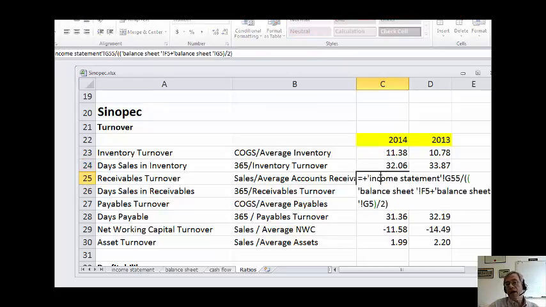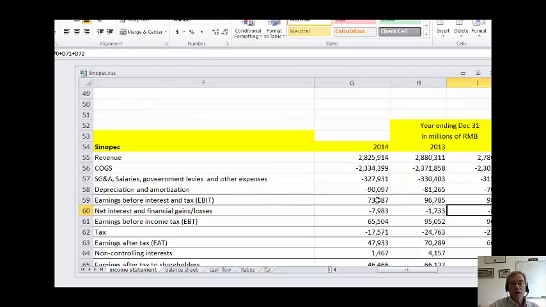We can similarly calculate a receivables turnover. The receivables turnover is simply the sales divided by average accounts receivable. Notice that for receivables turnover we use the revenue because accounts receivable are measured at the sales price in the accounting statements, whereas for inventories we use the cost of goods sold because inventories are recorded at the cost of goods sold in the balance sheet.